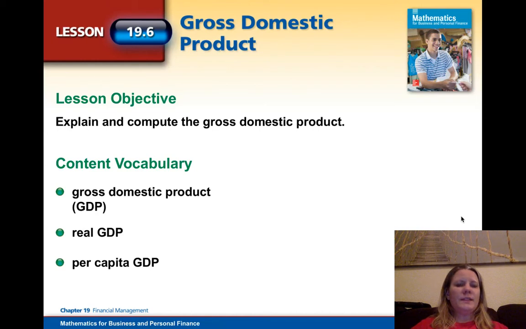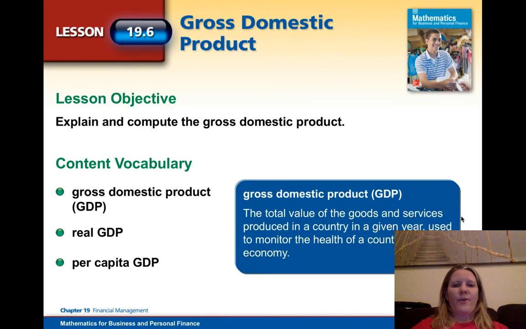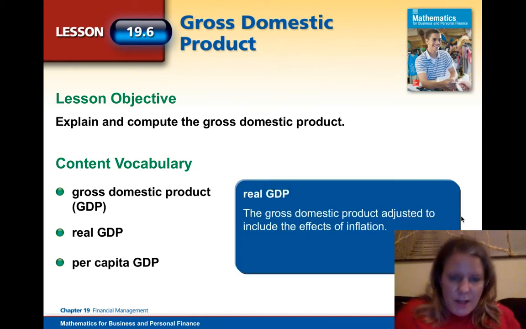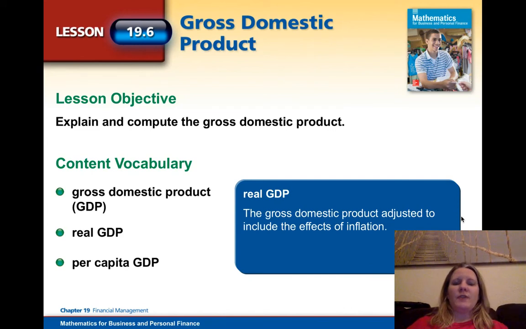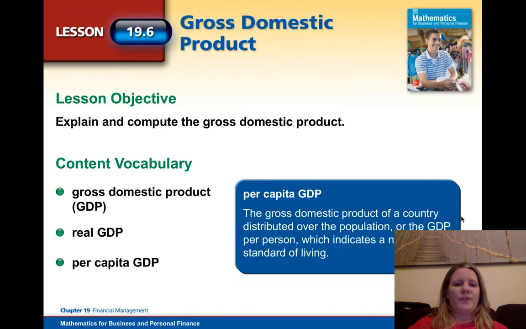GDP is lesson 19.6. This is a really interesting concept because it shows how a country or region can grow in their economic worth and value. So GDP is the total of values of goods and services produced in a country in a given year, and it's used to monitor the health of a country's economy. So the real GDP differs a little bit from the actual GDP because the real GDP is adjusted to include the effects of inflation, because inflation is a real thing. We're going to calculate in this section how to find a real GDP.